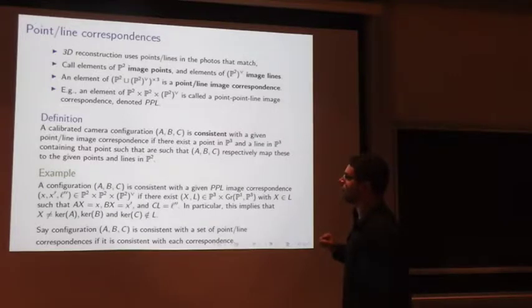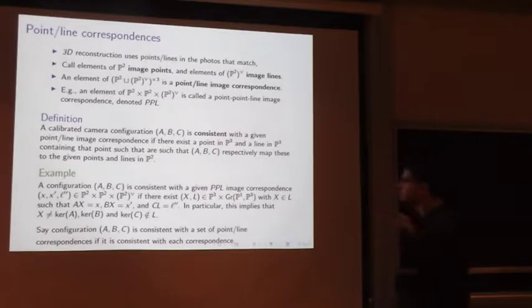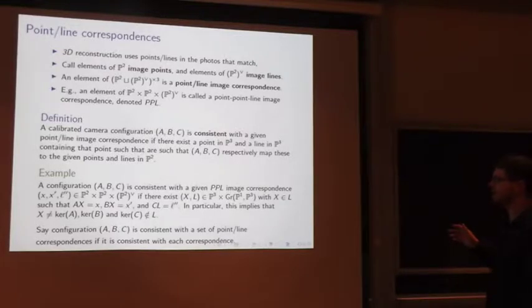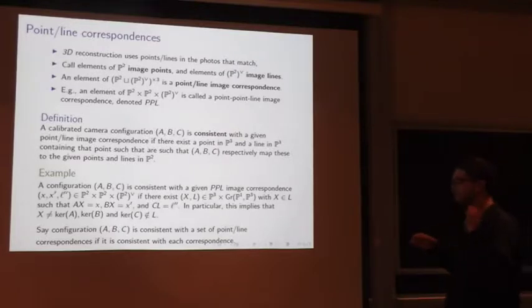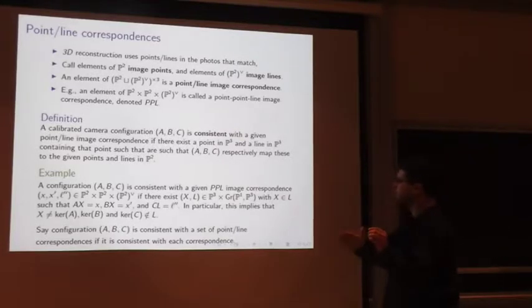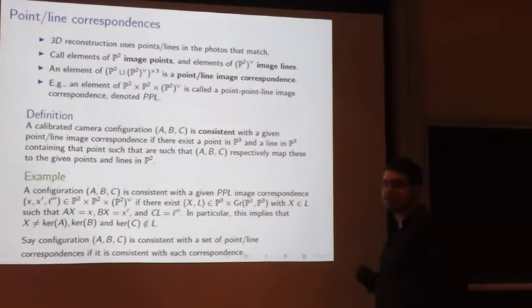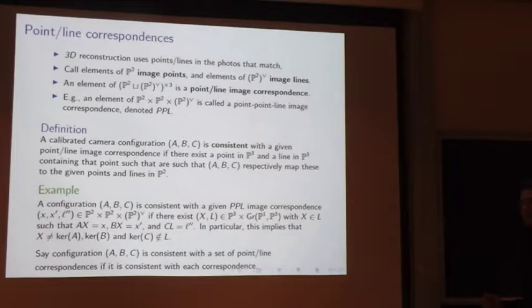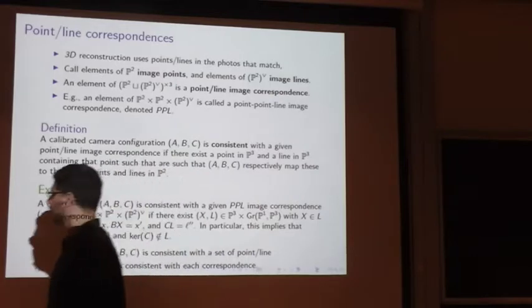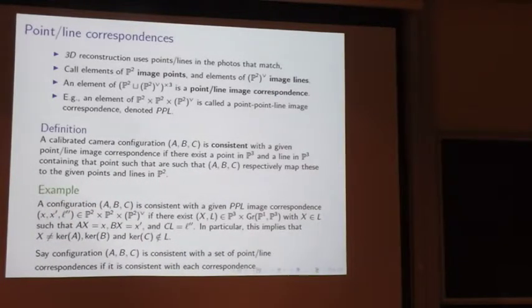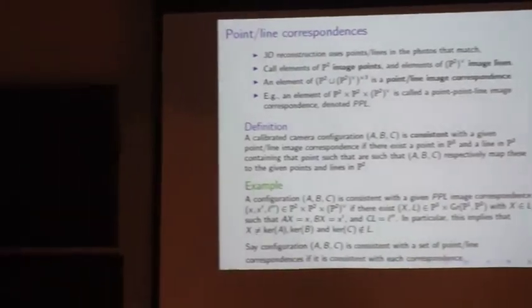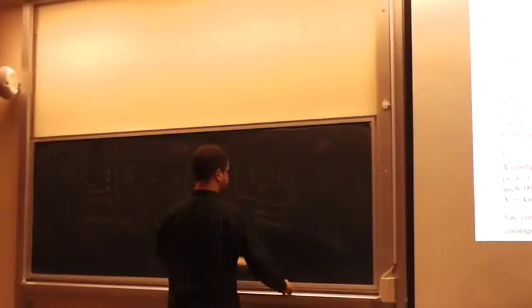So definition, a calibrated camera configuration A, B, C is consistent with a given point line correspondence if there exists a point in P3, a world point, and a world line, a line in P3, containing that point, such that A, B, C respectively map these to the given points and lines in P2. It's crucial to understand what it means for lines and points to match.